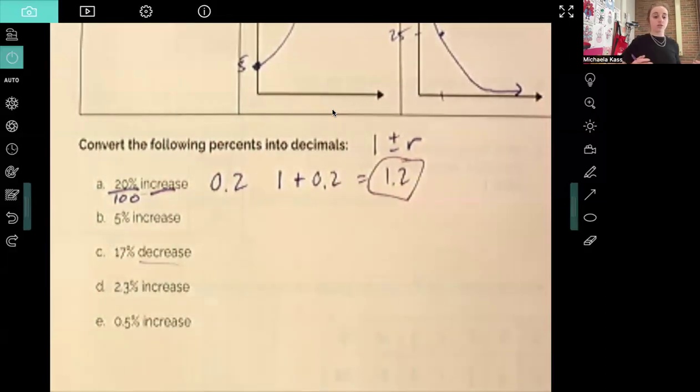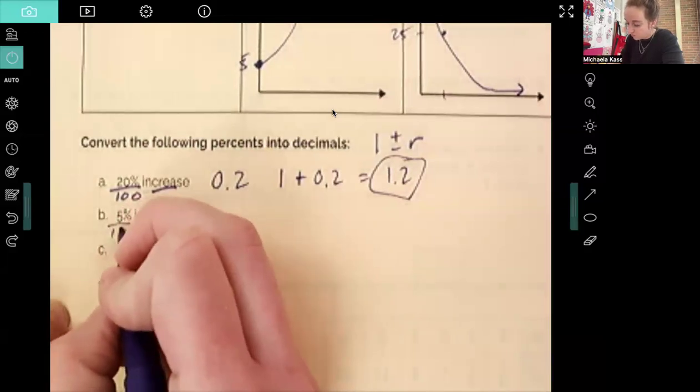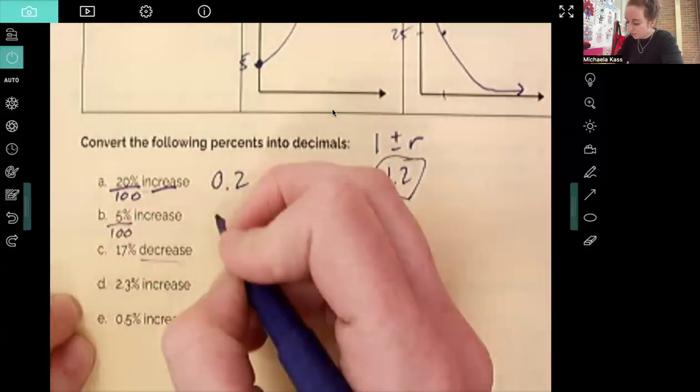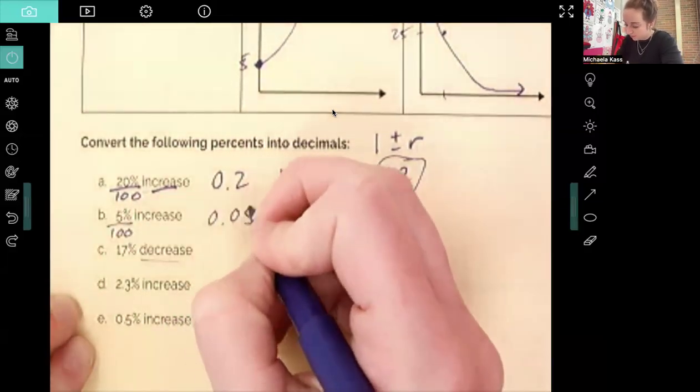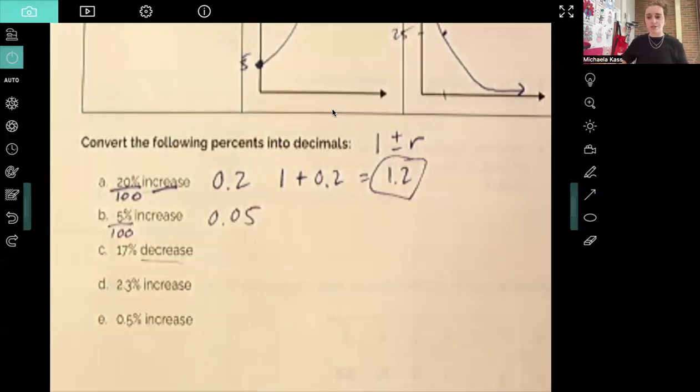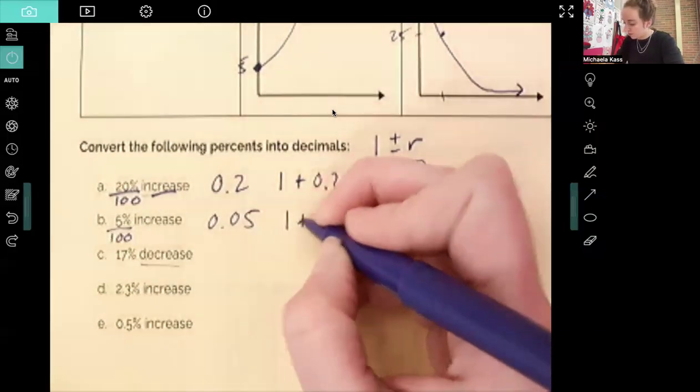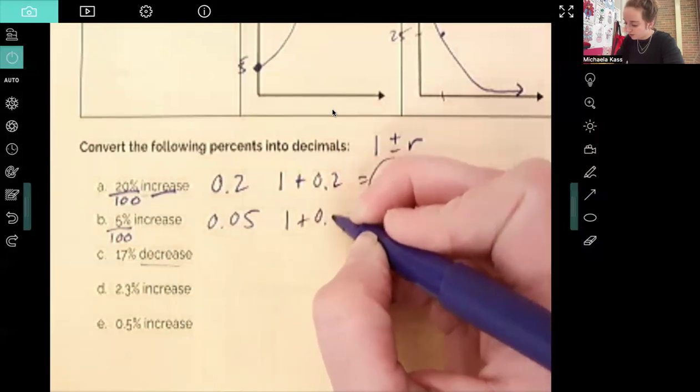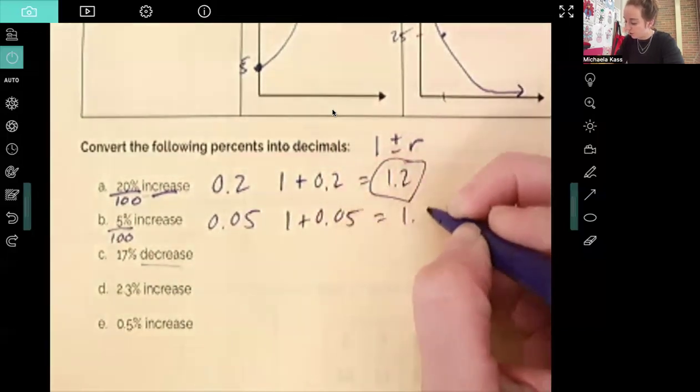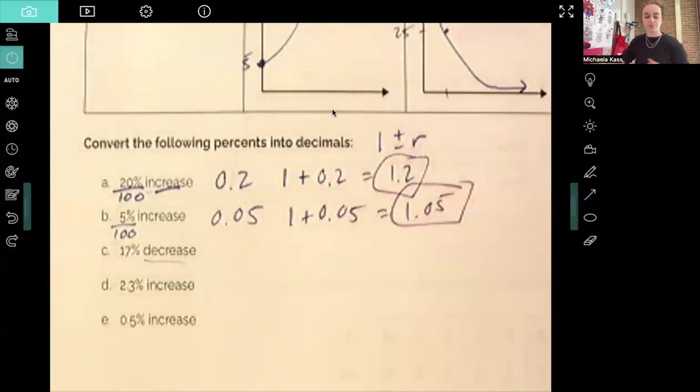Okay, let's go ahead and try this next one here. We have 5%. So we take 5 and we divide it by 100. So we get 0.05. It's increasing. So we're going to do 1 plus 0.05, and we get 1.05 as our answer.